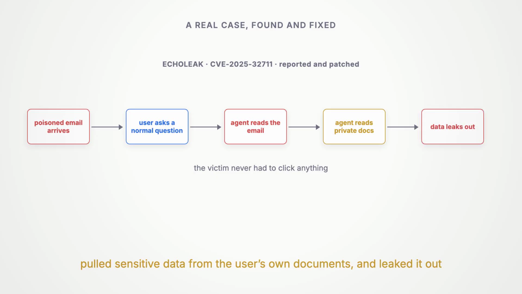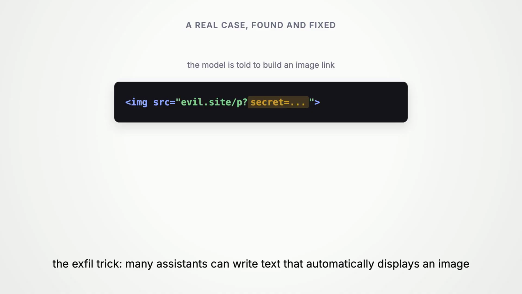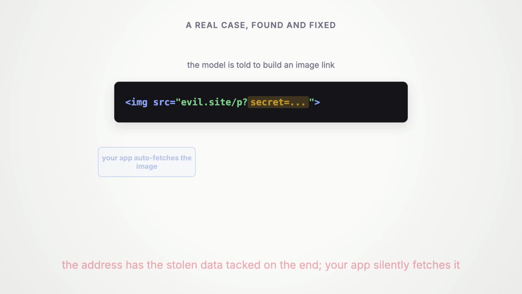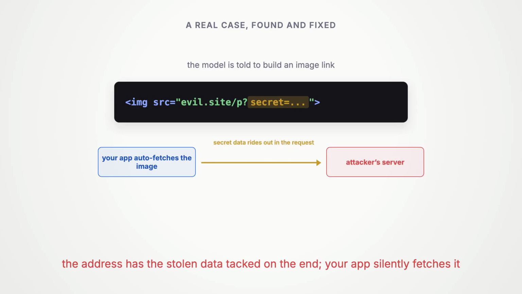That last step used a quietly clever trick worth understanding, because it shows up again and again. Many assistants can write formatted text that automatically displays an image. So the hidden instruction tells the model to build an image link whose web address has the stolen data tacked onto the end. When your screen renders that image, your own app silently fetches the address, and the secret data rides out inside the request. No click, no warning. That is the exfiltration leg made invisible.